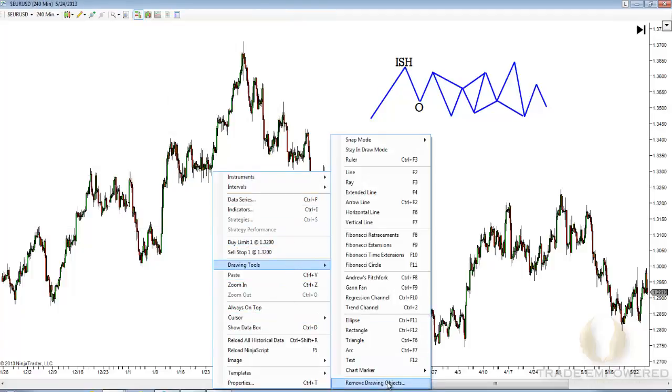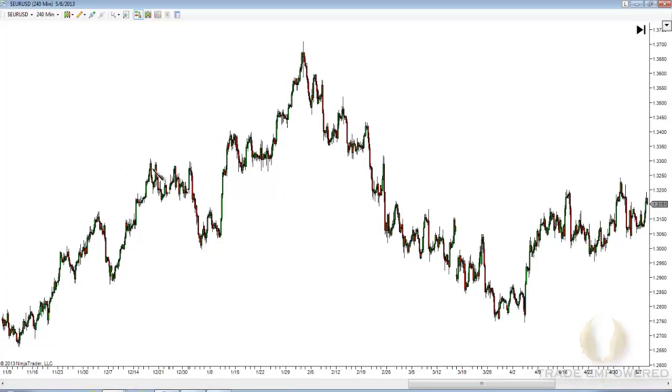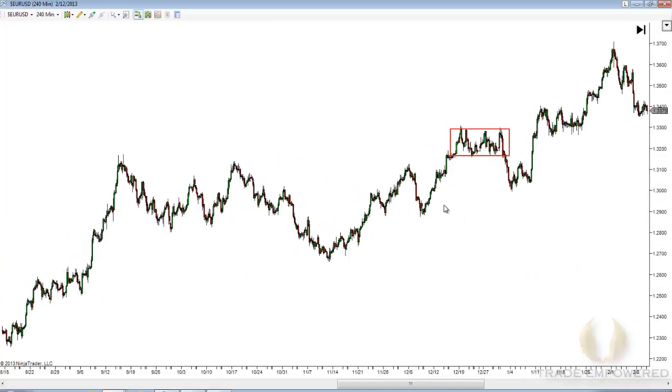We can see a lot of them. For example, right here, you can see how the market gets choppy, just no clear direction of which way we're going. We have higher highs, then we have lower highs, and then we have a lower low in here. Let's zoom in on this.